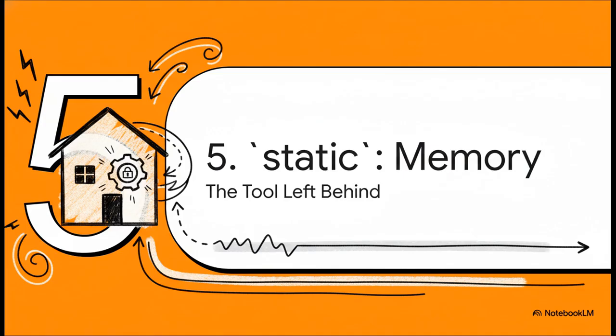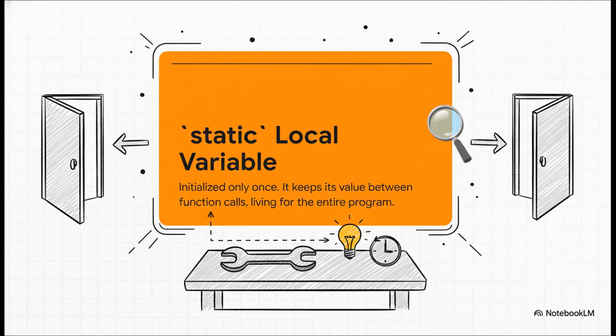What if you wanted a tool that was only visible inside one room, so local scope, but you wanted it to stick around even after you left? That's precisely what the static keyword was invented for. A static local variable is amazing.